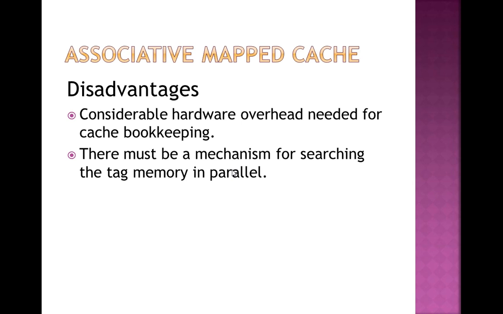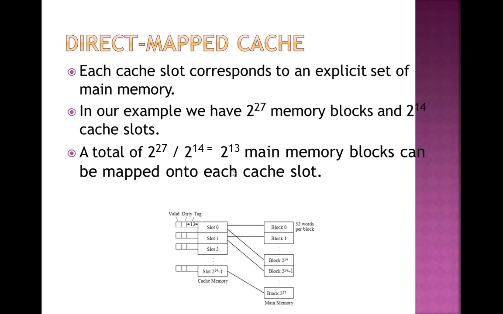The main advantage of associative mapping is that main memory can be placed into any cache slot. And the disadvantage is that more hardware and more mechanism or a huge algorithm is required for the mapping technique. So one is your huge overhead, and the next is a complex algorithm used for searching the tag memory in the path.